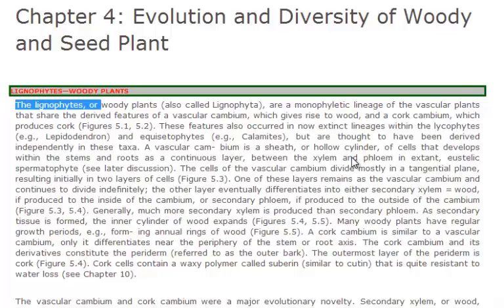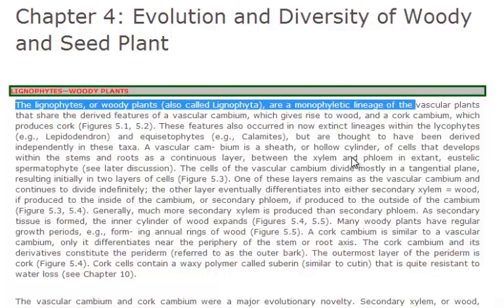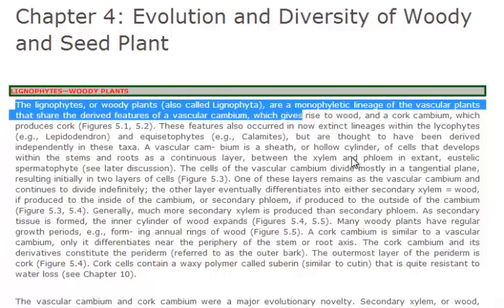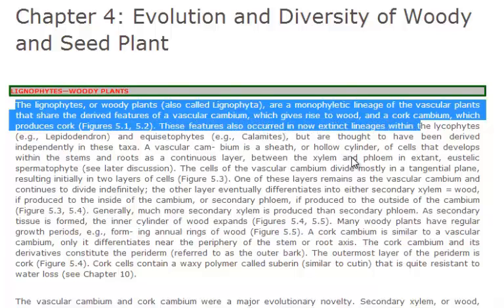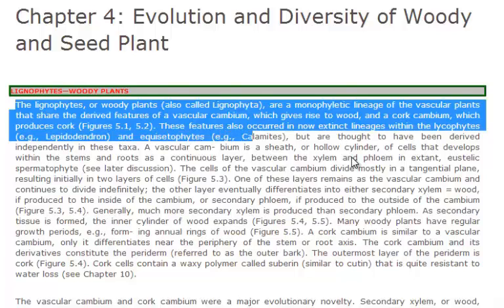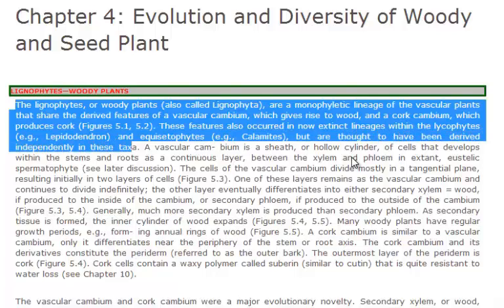The lignophytes, or woody plants, also called Lignophyta, are a monophyletic lineage of vascular plants that share the derived features of a vascular cambium, which gives rise to wood, and a cork cambium, which produces cork. Figures 5.1, 5.2. These features also occurred in now extinct lineages within the lycophytes, for example Lepidodendron, and the equisetophytes, for example Calamites, but are thought to have been derived independently in these taxa.